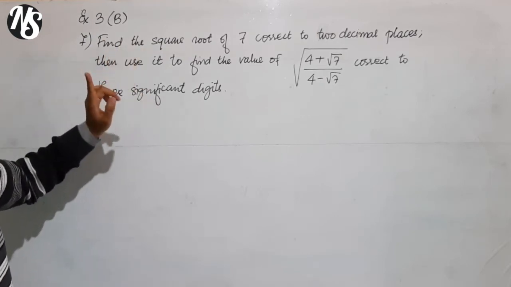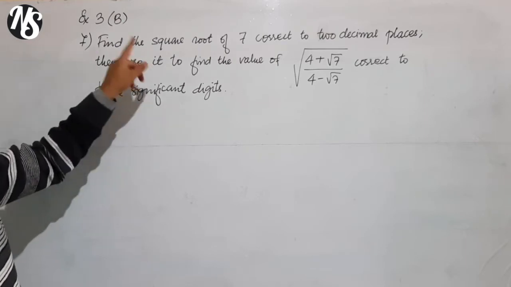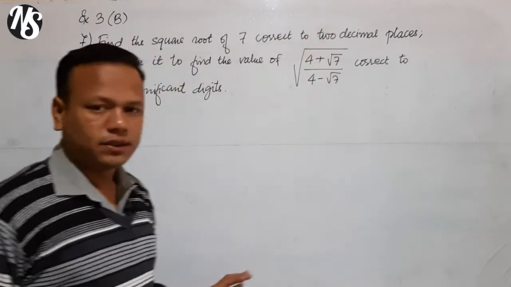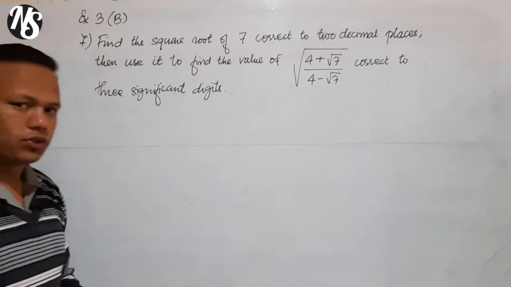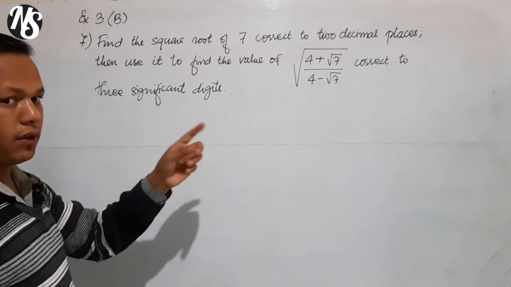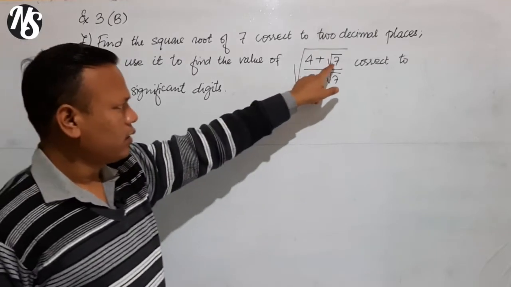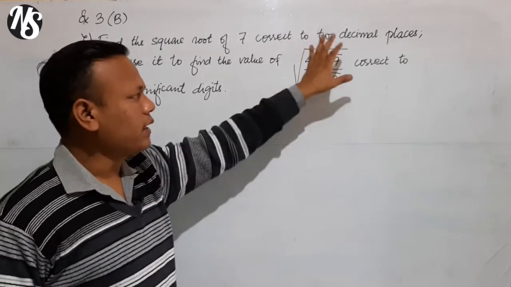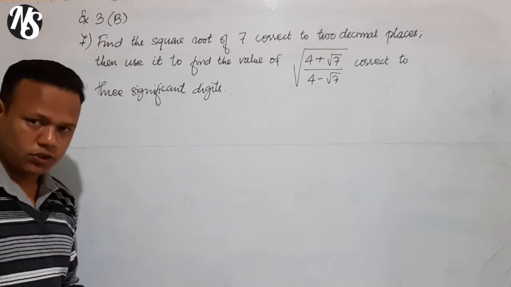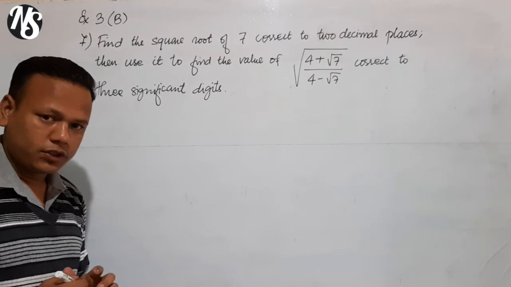So here let's understand the question. Question says, find the square root of 7 correct to 2 decimal places. So that's my first question. Next part says, then use it. That means use the value of square root of 7 in order to evaluate this entire expression correct to 3 significant digits. I hope the question is clear to you.